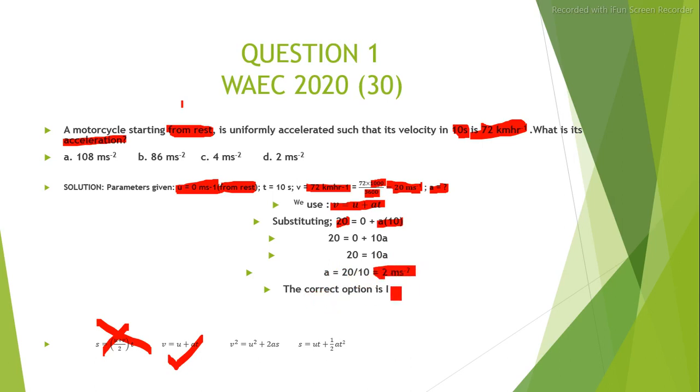So the correct option is D. So D is the correct option here. So our answer is D, 2 meter per second squared. That is the acceleration of the body. Do you understand that? Now let's look at the next question.